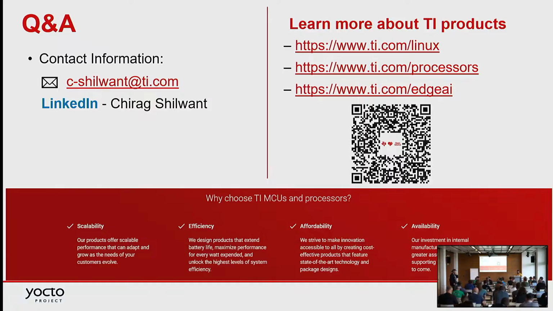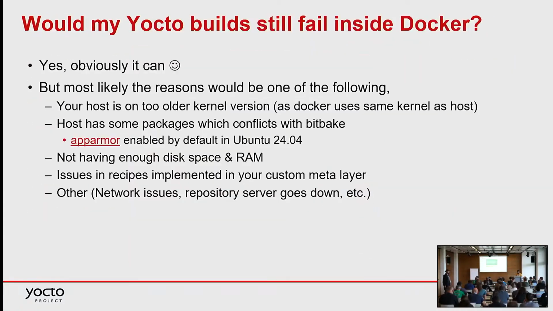Question was, you mentioned some incompatibilities with Ubuntu 24. Is it on the host or in the container? Yeah, it is on the host. So even if you have an Ubuntu 24.04 host, and by default AppArmor, which is a security package, was enabled by default, even if you have your Docker image on 22.04, you will still face an error. That was my observation. This happens because Docker is still a process on top of your host system. So eventually AppArmor would be able to detect that some non-root user is trying to access something, and it throws that error.